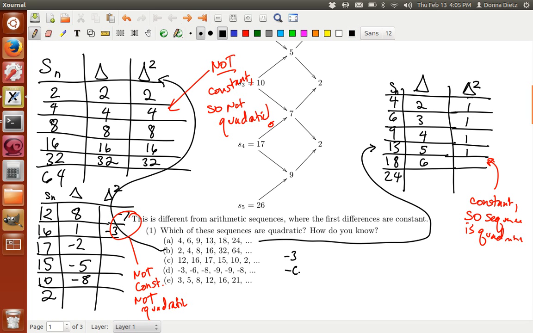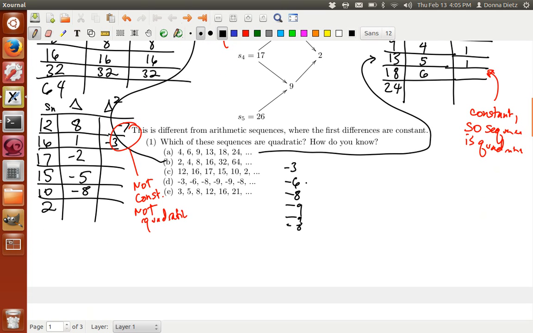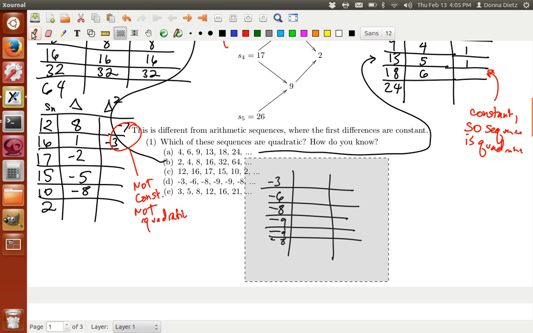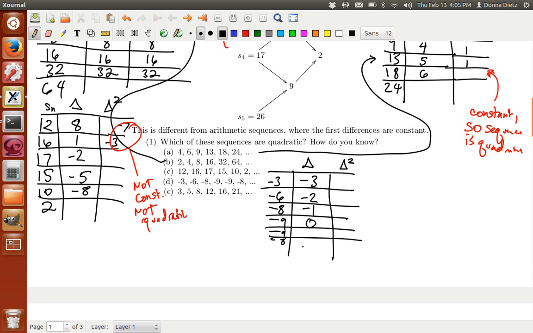Negative 3, negative 6, negative 8, negative 9, negative 9, negative 8. Getting a little cramped there on the bottom of the page here. Let's move it. Okay. So let's see here. What's negative 6 minus negative 3? Negative 6 plus 3, that's negative 3. Negative 2, negative 1, 0. Now it's going back up. 1. All right, what are these differences?